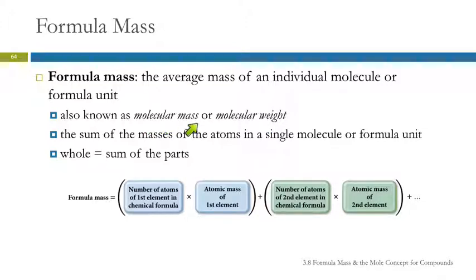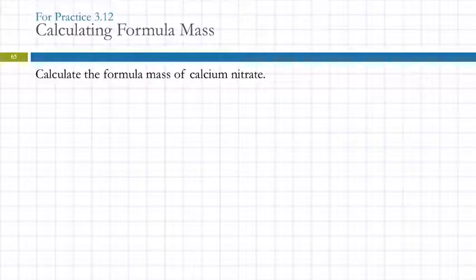Molecular mass, mass of a molecule. Formula mass, it's the mass of the formula. That encompasses ionic and molecular compounds. So all we're going to do is look at the formula and see how many atoms of this element, how many atoms of that element, and we're just going to add up the masses of all the atoms in that formula unit or the molecule. So the whole thing is the sum of the parts. So let's do an example. Calculate the formula mass of calcium nitrate.